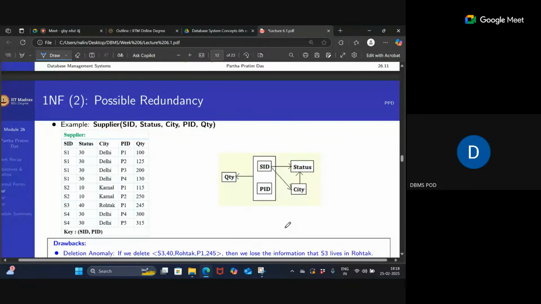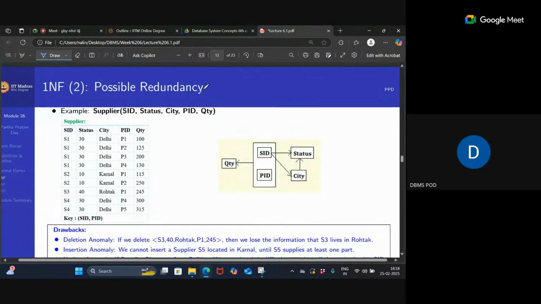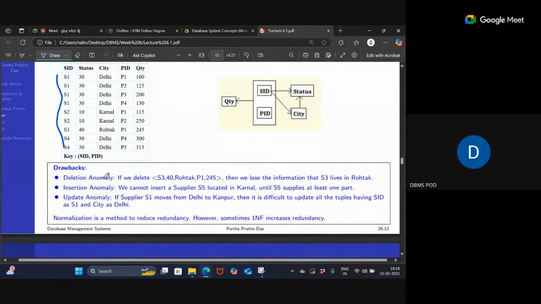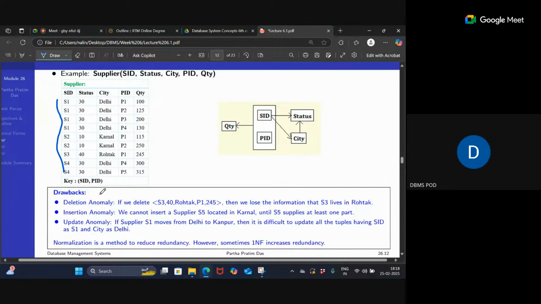Let us see what the possible redundancy is. This is also in 1NF. Each and every record is unique and there are no multi-valued attributes. But what are the drawbacks for this supplier table? You can see the drawbacks of 1NF. First, deletion anomaly. If we delete the S3 row, then we lose the information that supplier S3 lives in Rotor.